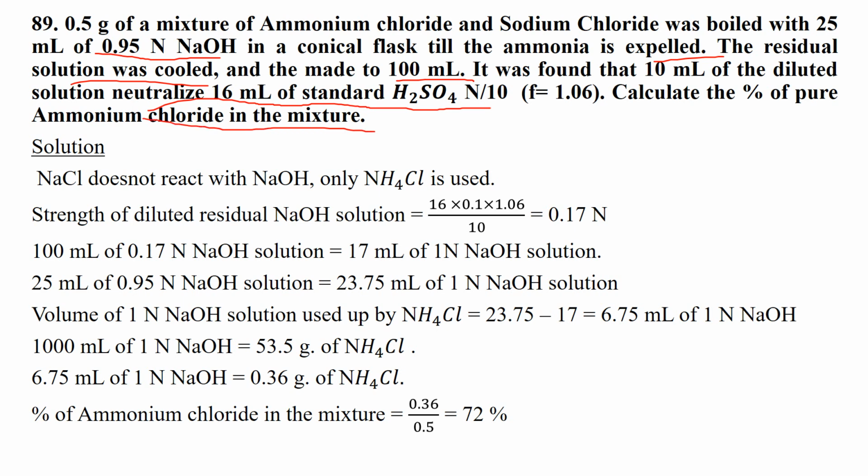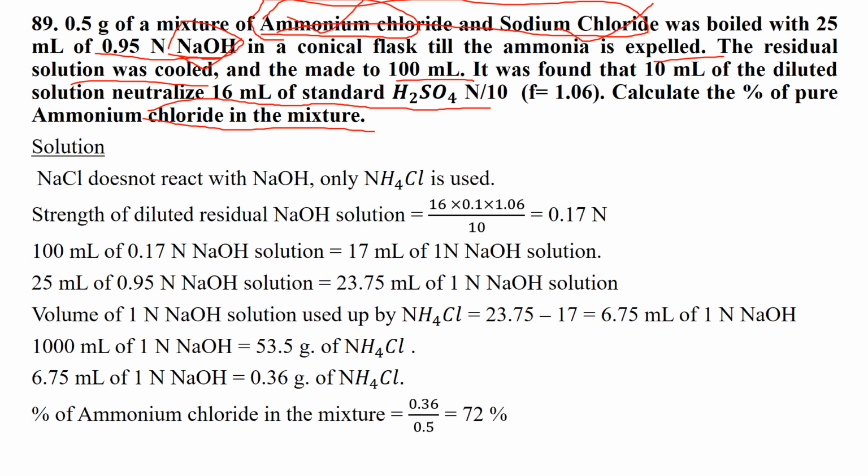Here is a mixture of ammonium chloride and sodium chloride, right? Consider the reaction of the mixture with sodium hydroxide. Sodium chloride does not react with sodium hydroxide, so only ammonium chloride reacts with the sodium hydroxide. So we have to find out the amount of ammonium chloride present in the mixture.